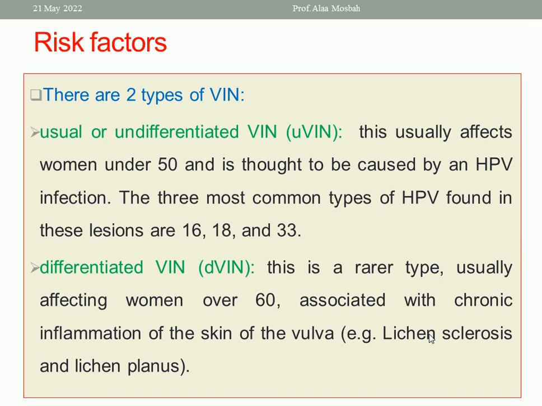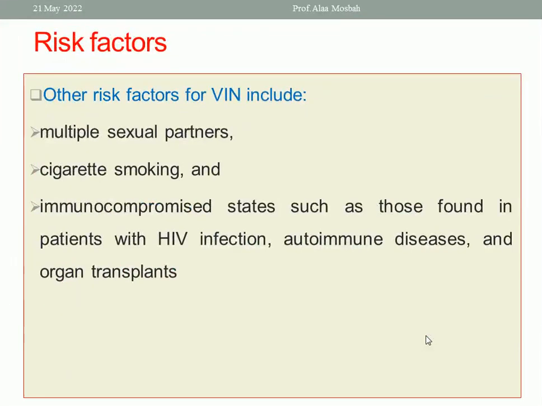UVIN affects younger women below the age of 50 and is related to human papillomavirus infection, especially types 16, 18, and 33. While the DVIN, the differentiated VIN, affects women above 60 and is related to skin lesions, chronic skin inflammation of the vulva, like lichen sclerosis and lichen planus. What are other risk factors for VIN? Multiple sexual partners, cigarette smoking, immune compromised patients, autoimmune disease, organ transplant, HIV infection.